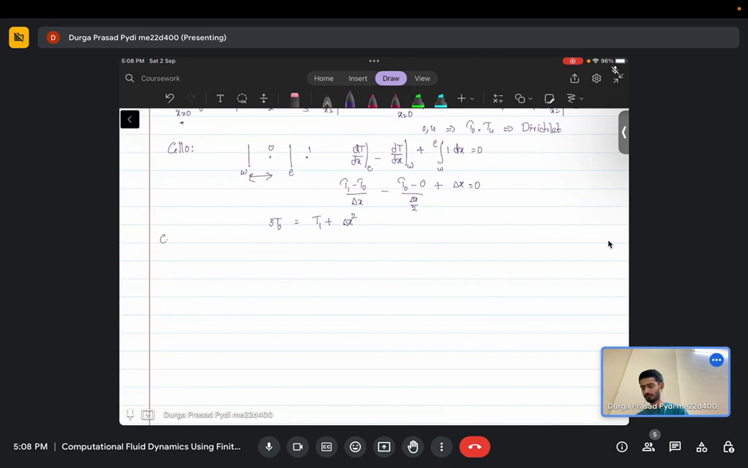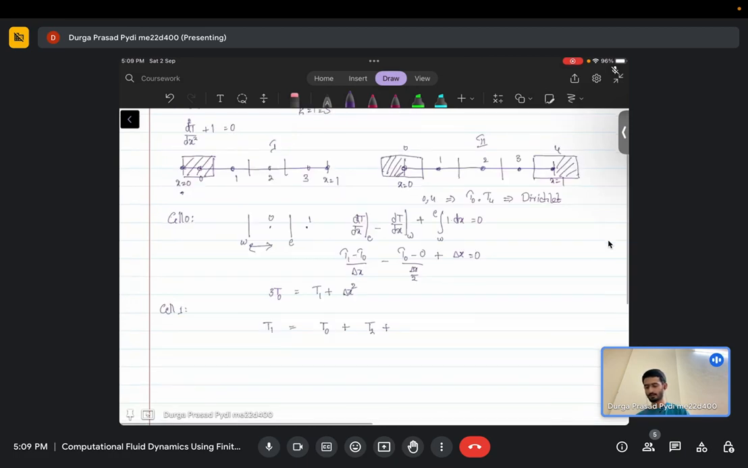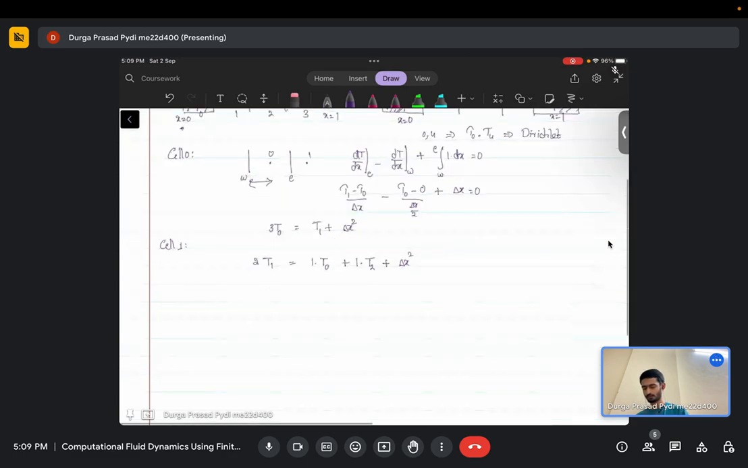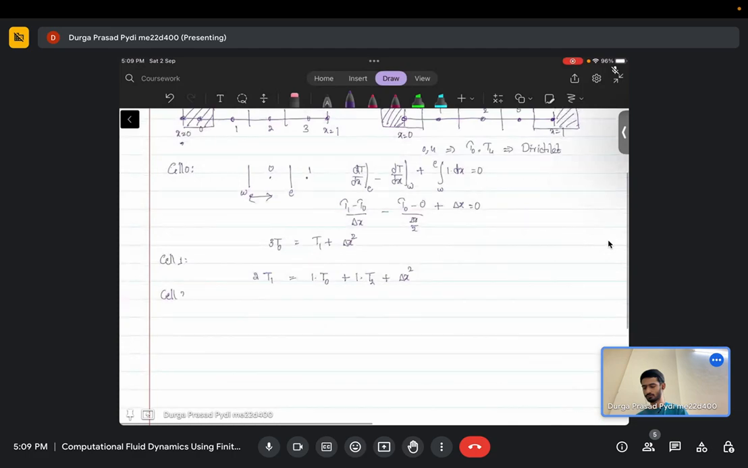Similarly for cell 1, the equation will have T1 in terms of T0 and T2 and some constant. Since it is an interior cell, you have contribution 1 from each, so 1 into T0, 1 into T2, and then you have a source term delta x squared. Similarly cell 2: T2 will be in terms of T1, T3 and a source term, so this will be 1, 1, and then you have a delta x squared.